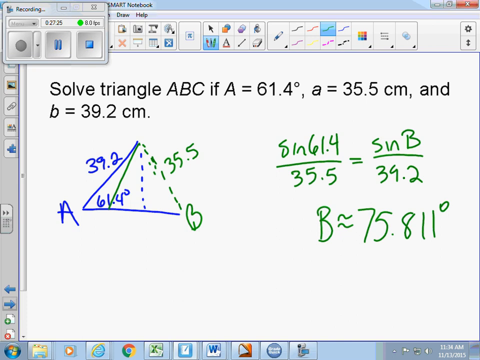Okay, what else do I need to find? Angle C. What is angle C? And how do you find that? 180 minus the other two. No lost signs there, right? We're just subtracting from 180. So what is angle C? 42.79.